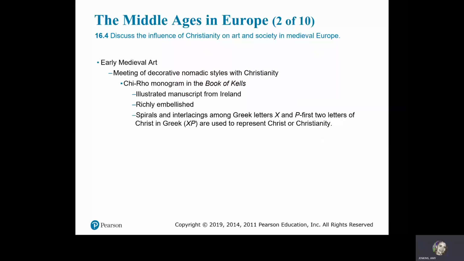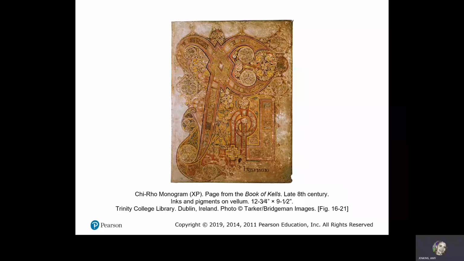We have a meeting of decorative nomadic styles with Christianity in early medieval art. The Chi-Rho monogram in the Book of Kells, an illustrated manuscript from Ireland, is richly embellished, with spirals and interlacings among the Greek letters X and P. The first two letters of Christ in Greek, XP, are used to represent Christ or Christianity. Chi-Rho monogram, XP page from the Book of Kells, late 8th century, inks and pigments on vellum, 12 3/4 inches by 9.5 inches.